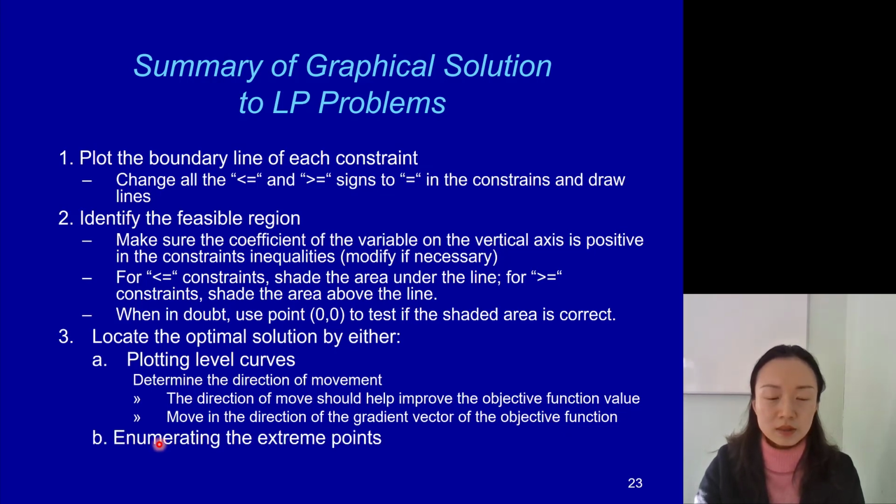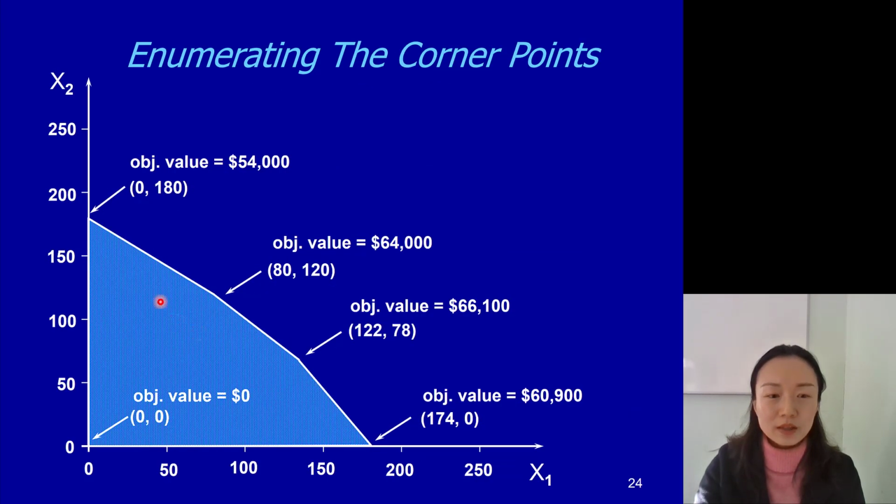Okay, and the next method we can use is called enumerating the extreme points. When we solve that problem, we find that our optimal solution is at this point. It is one of the corner points of this feasible region. If you think about it, when you draw the level curves, we keep moving it in a certain direction. When that level curve touches one of the corner points, then we identify the optimal solution.